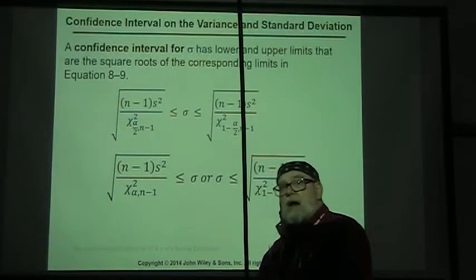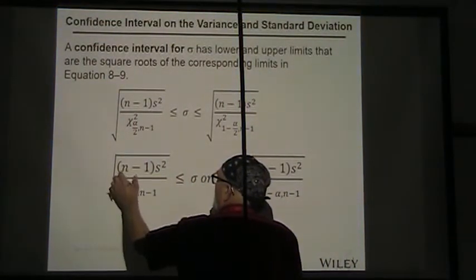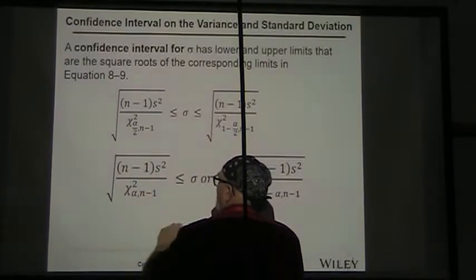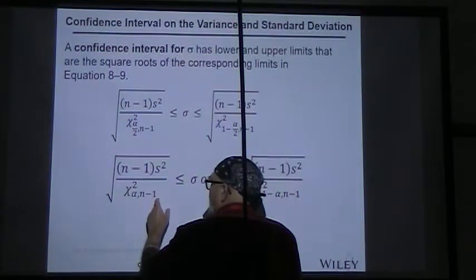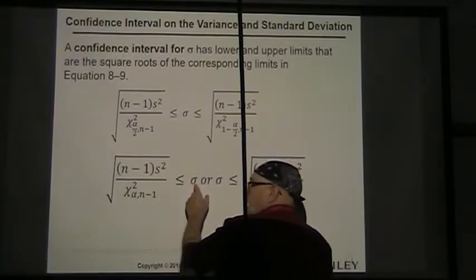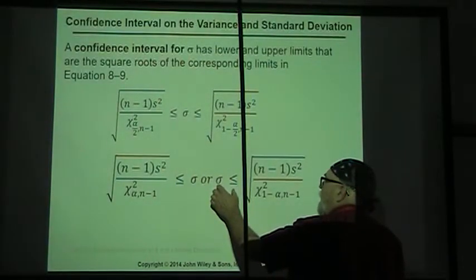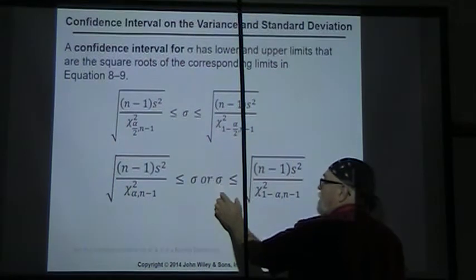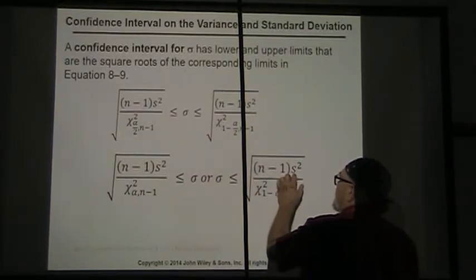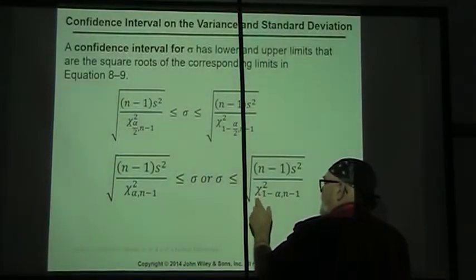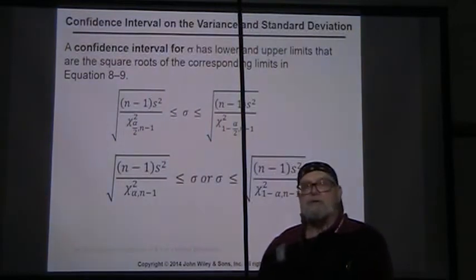Now, for one-sided, we have either the square root of the quantity n minus 1 times sample variance divided by chi-squared alpha with n minus 1 degrees of freedom, less than sigma, our standard deviation, or sigma, our standard deviation, is less than or equal to the square root of the quantity n minus 1 times sample variance divided by chi-squared of 1 minus alpha with n minus 1 degrees of freedom.